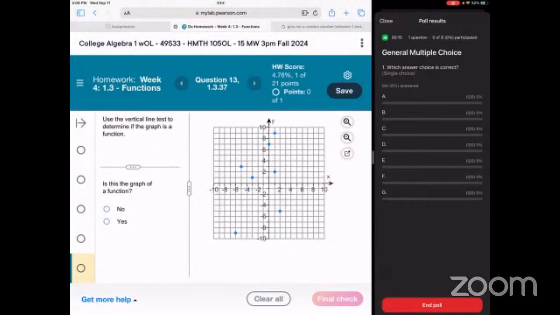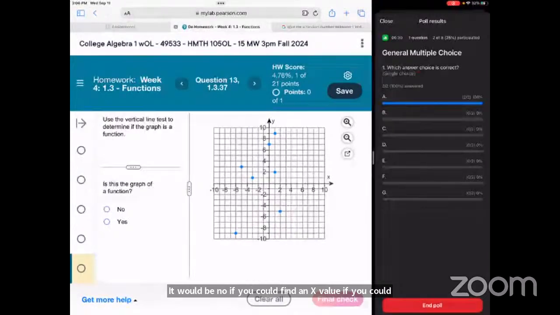So if we have this image, is this graph a function? In other words, does it pass the vertical line test, yes or no? It would be no if you could find an x value, a location where you can draw a vertical line and it touches the graph more than once. This is an example of something that passes the vertical line test.